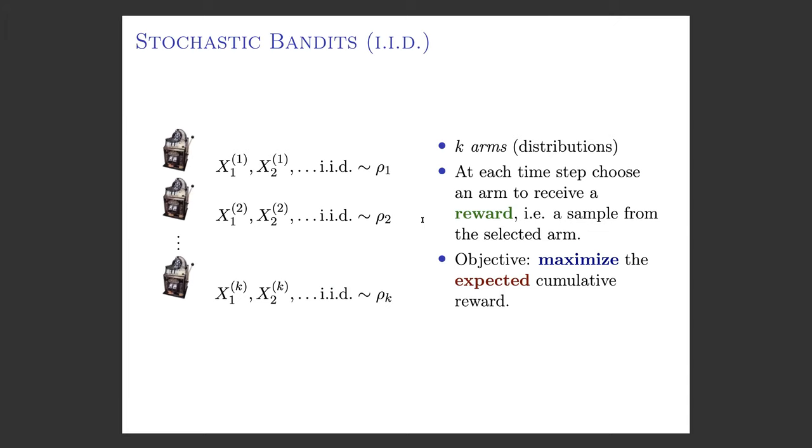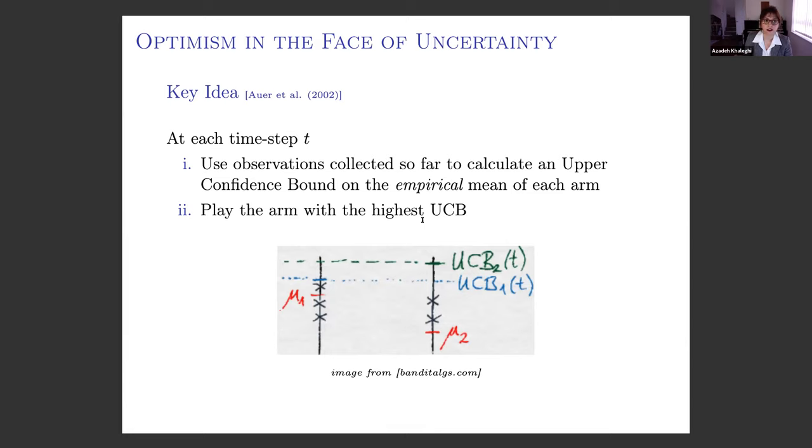Okay, so in the IID setting, here's how you can approach the problem. You can use the observations that you've seen so far to calculate an upper confidence bound on the empirical estimate of the mean of each arm. I have a picture down here that is sort of depicting the situation. Suppose I have two arms. Mu1 corresponds to the mean of the first arm, mu2 to the second arm, and obviously mu1 is greater than mu2. I don't know these values. If I did, I would only stick to arm one. I would always sample arm one. I don't know that. So I need to explore and exploit.